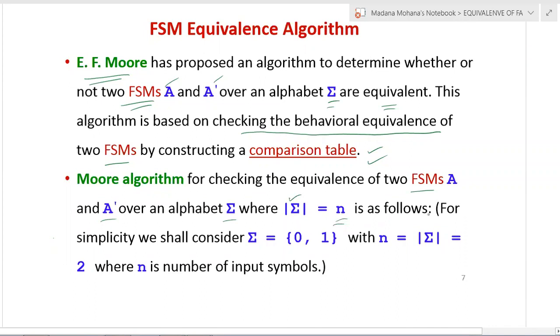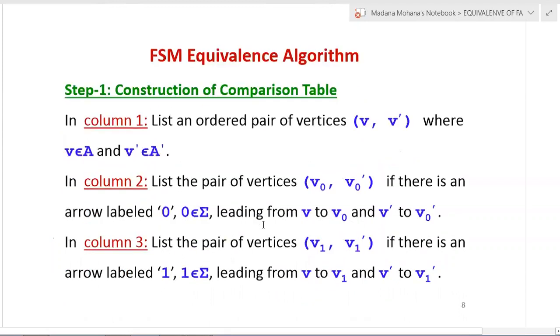Now, for simplicity, here we will consider sigma with 2 alphabets. Then n equals mod sigma equals 2, where n is the number of input symbols. With this sigma value, now we can construct the comparison table. Step 1 of the FSM equivalence algorithm is the construction of the comparison table. How to construct the comparison table? In the comparison table, here we will take n plus 1 columns.